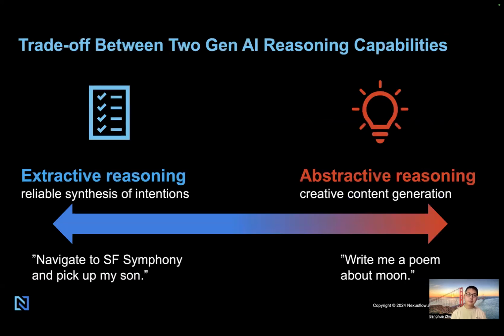So what's our solution? Before diving deep into that, we did observe an interesting trade-off between two kinds of GenAI agent reasoning capabilities. One is extractive reasoning, which requires a reliable synthesis of intentions. One example is navigate to San Francisco and pick up my son, where we just hope the model follows the instructions directly and calls the right function. On the other hand, we also have abstractive reasoning, where hallucination is not a bug, but a feature. One example of this would be write me a poem about the moon.